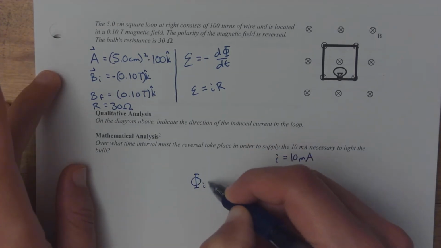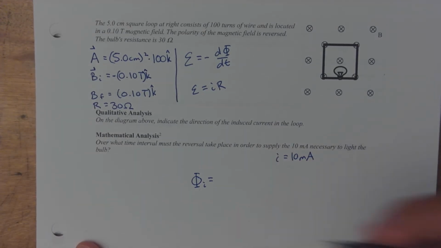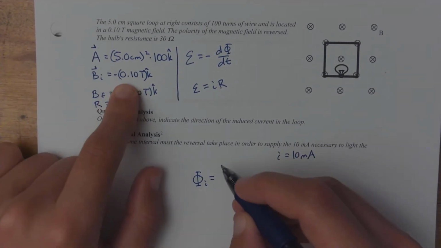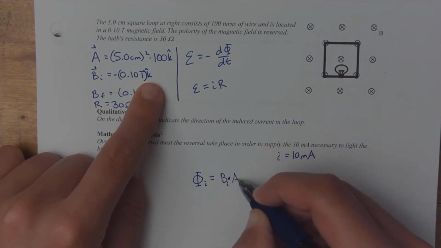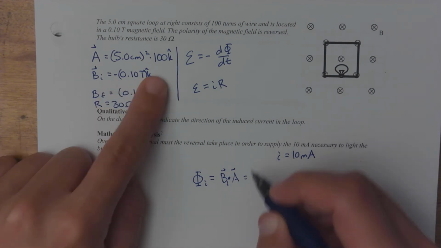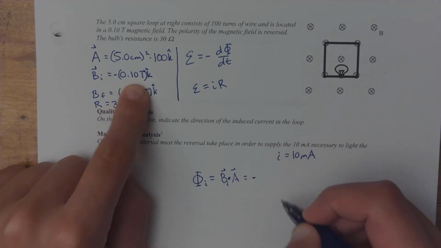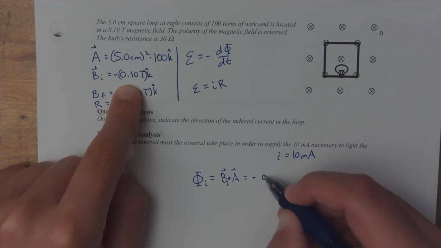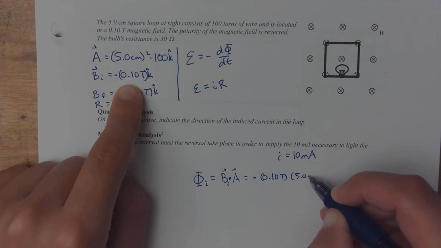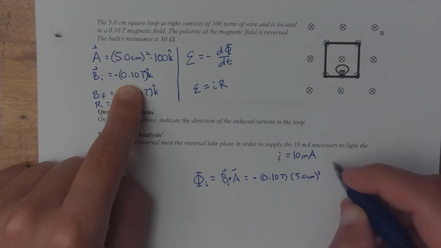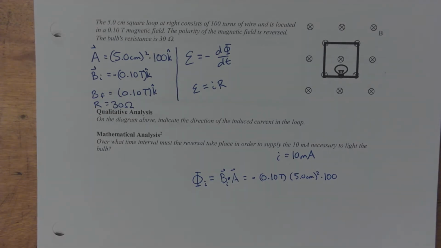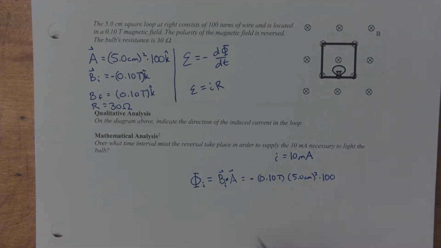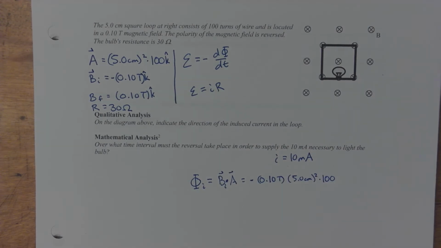I don't think we need to write that down for the sake of solving the problem, but let's do it anyways. So the initial flux is equal to B initial dotted with A. So that's k hat and negative k hat, so I have the negative sign, and then it would be 0.10 Teslas times 5 centimeters squared. You should change the centimeters to meters at some point, times 100. So there's my initial flux, and it's negative because of how I defined the area vector.